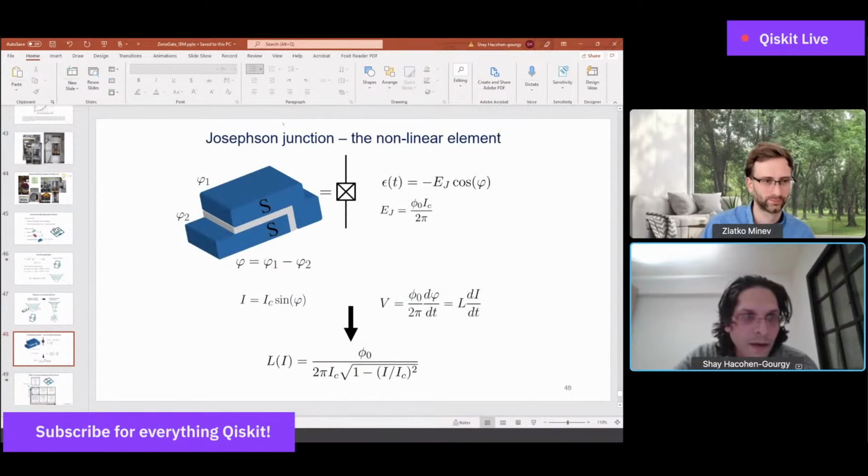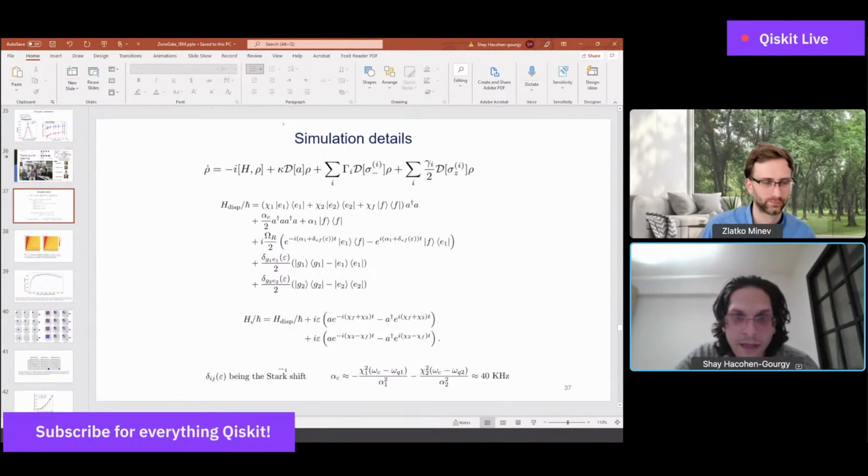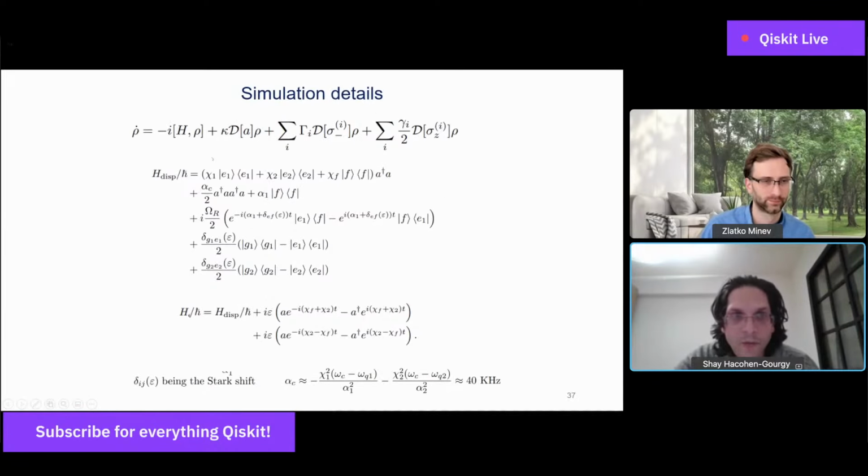Where is that? I should have, I guess here, all right? So we actually simulate the full system over here. This is the master equation for the full system. This is the decay channel of each qubit. This is the dephasing of each qubit, and we take into account all of that.